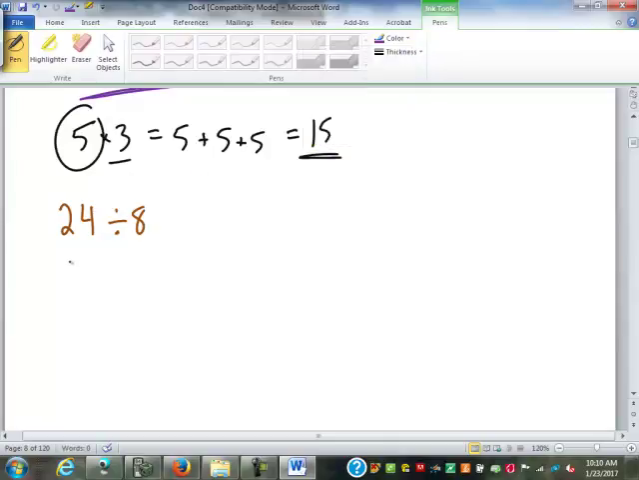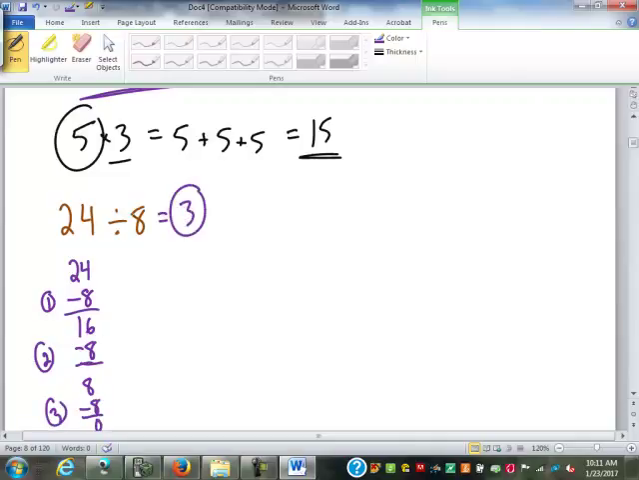24 divided by 8 is asking me how many times can I subtract 8 from 24? 24 minus 8 is 16. That's once. 16 minus 8 is 8. That's twice. Minus 8 again is 0. That's 3 times. 24 divided by 8 is 3 because I can subtract 8 from 24 3 times.